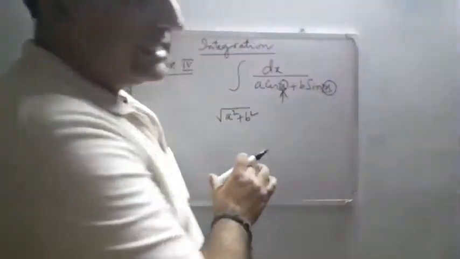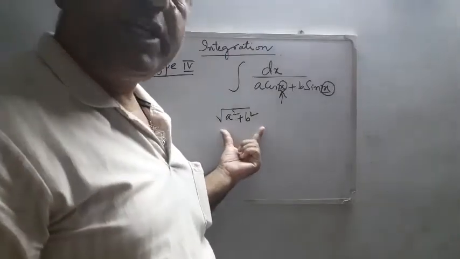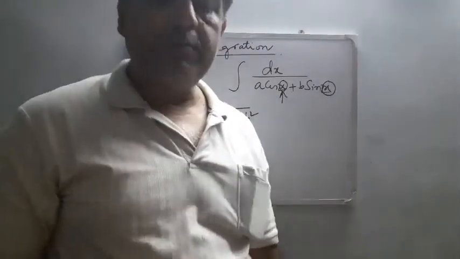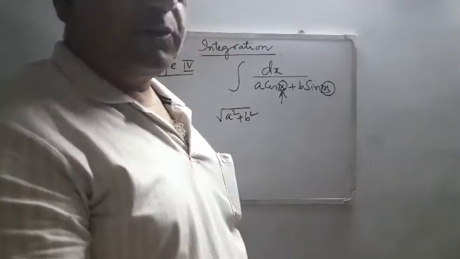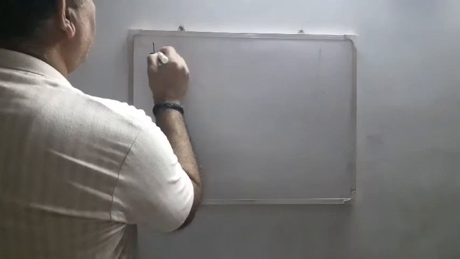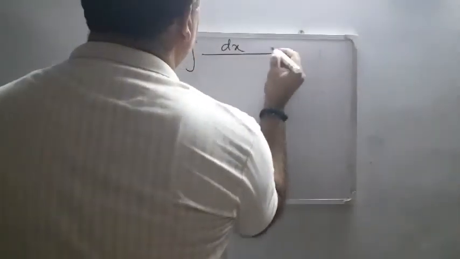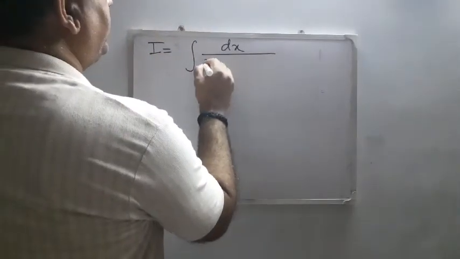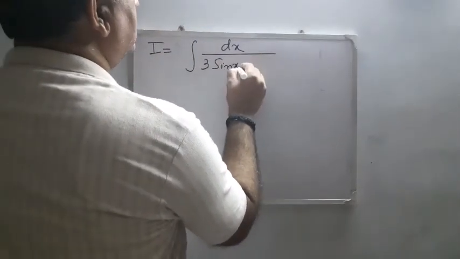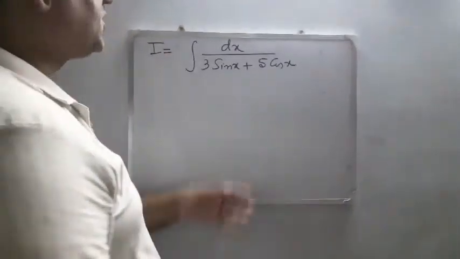Then in that case, you should divide numerator and denominator by root a square plus b square, and your integration becomes easier. Now how to solve? Let us take an example. Say boys, I is equal to integral dx by 3 sin x plus 5 cos x. Say we have this result.